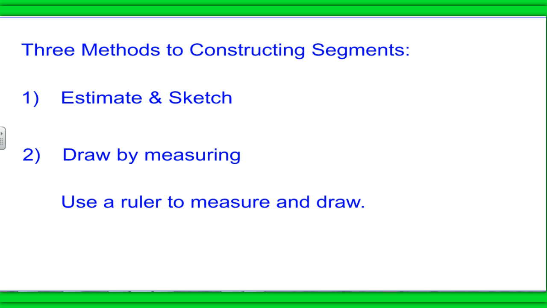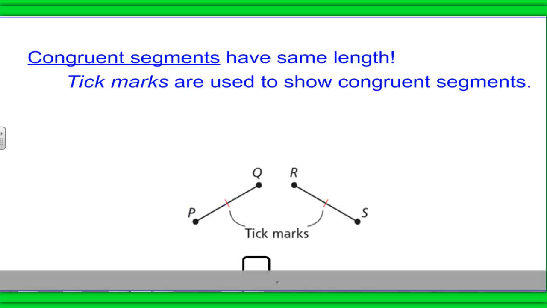Segments are simply portions of a line, right? 2 endpoints and the points between them. And so there are 3 methods to construct segments, and the first is probably the easiest: simply estimate and sketch. If we were looking at PQ and I asked you to construct a congruent segment just by estimating, you could even create a parallel segment to it and eyeball it and just try to make it look exactly like the same length as PQ.